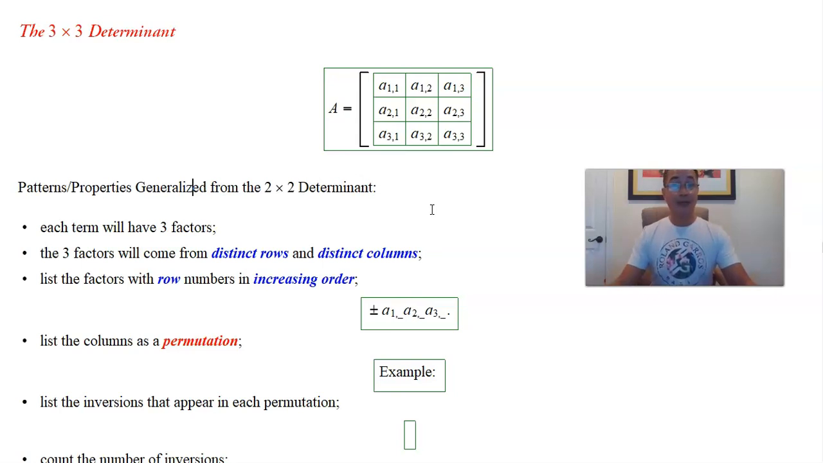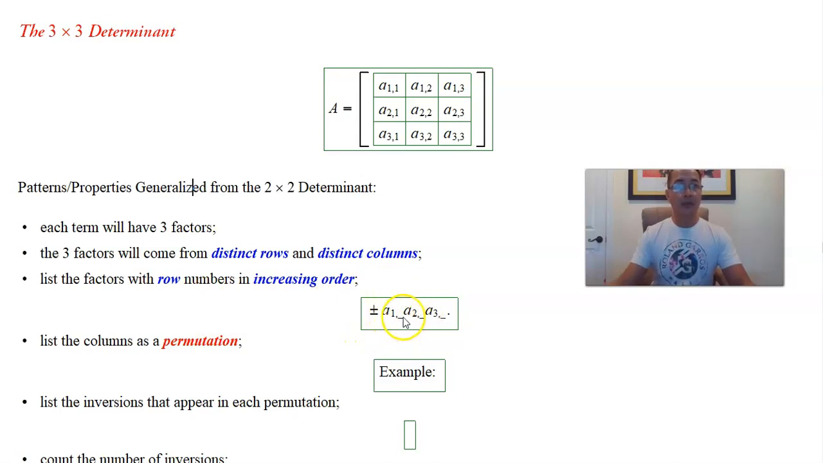So I'm not going to tell you yet how many terms there will be. However, there will be 3 factors in every term. Okay, and here we have an advanced screening of what they look like. The 3 factors will have to come from distinct rows and distinct columns. So remember, in the 2 by 2, every row was represented and every column was represented in each of the terms. We will write down the factors though, so that the row numbers are in increasing order.